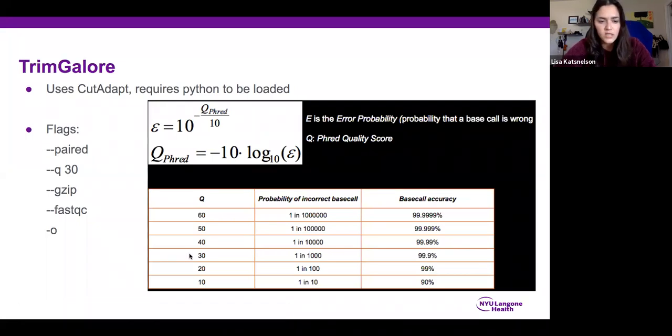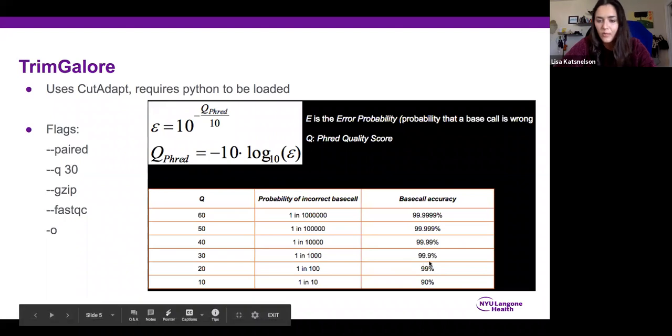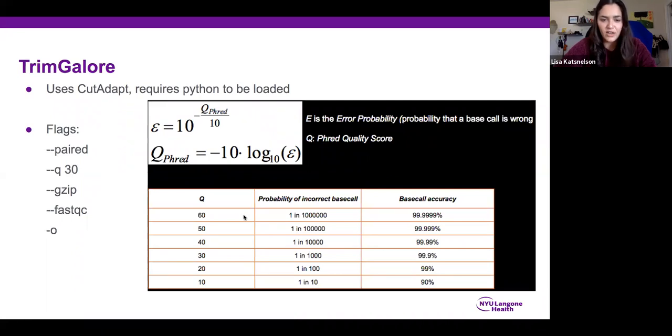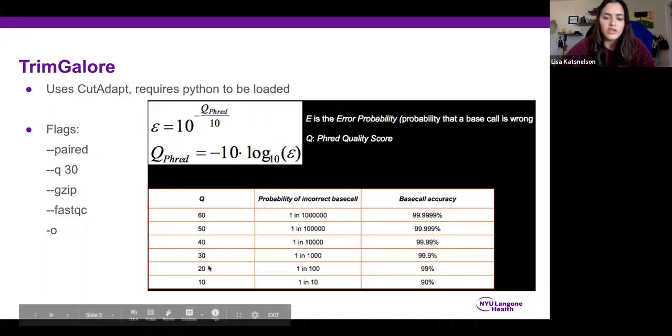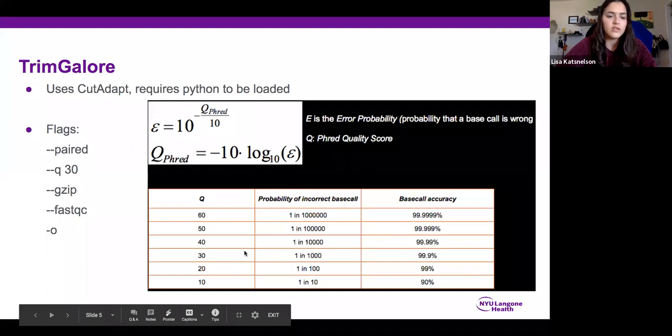For most of the trimming that I've done, I've used a Phred score cutoff of 30. It's 99.9% accuracy. You can use your own judgment pretty much. You can increase it to like 60 here and have even more base call accuracy, but you're probably going to get rid of some stuff that might be important in your sequencing. Generally, 20 to 30 is a standard cutoff that's used.